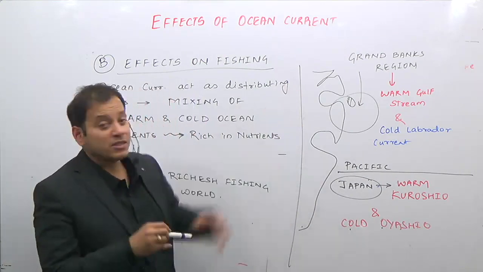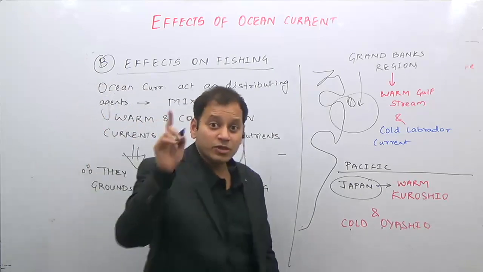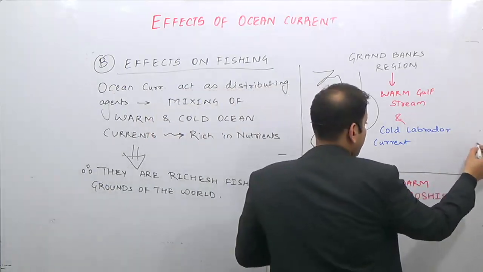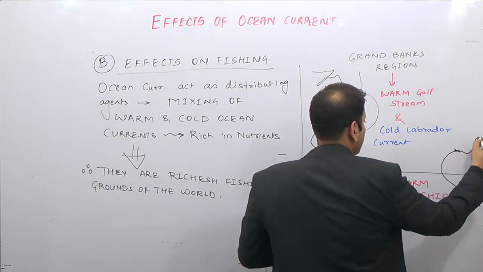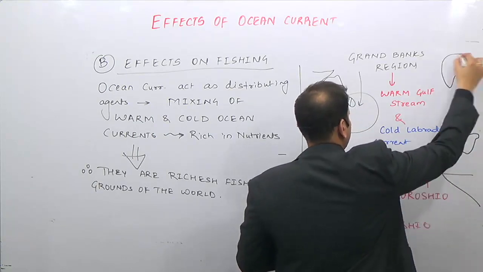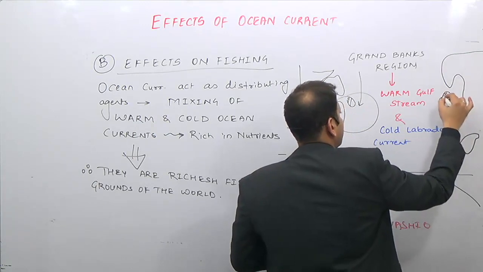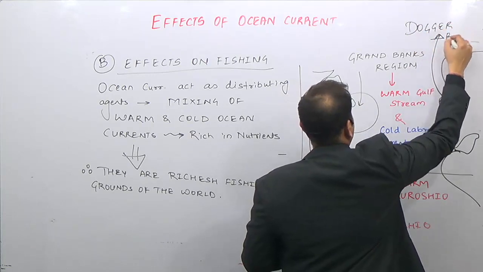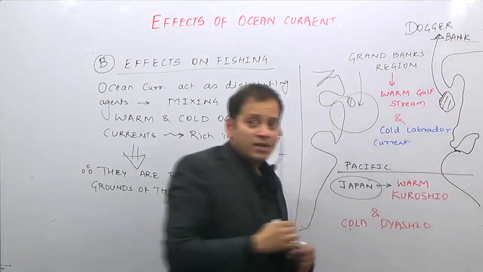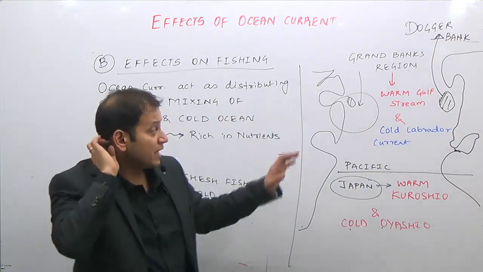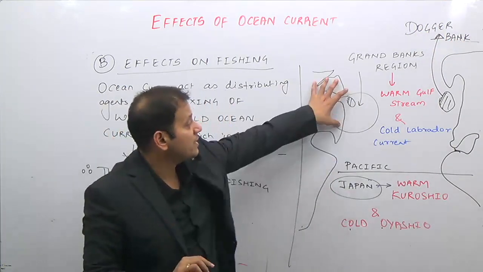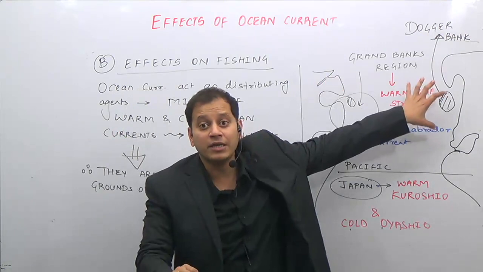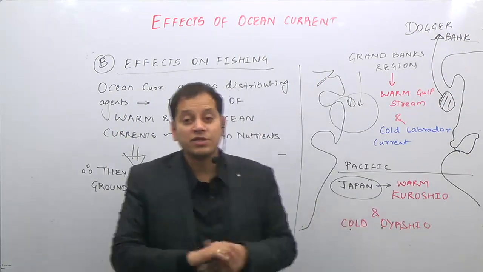In fact, near Europe also there is one of the richest fishing grounds of the world. If this is Africa, near the European region, the richest fishing ground is known as Dogger Bank in the North Sea region. So remember, in the Atlantic there are two important fishing regions: the Grand Banks near Canada, USA, Newfoundland region, and the Dogger Bank near the UK in the North Sea region. So these are the two richest fishing grounds of the world.